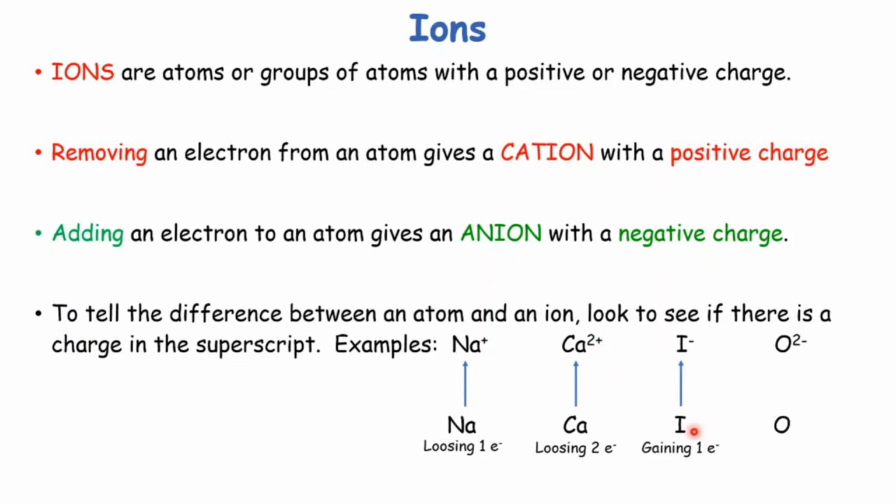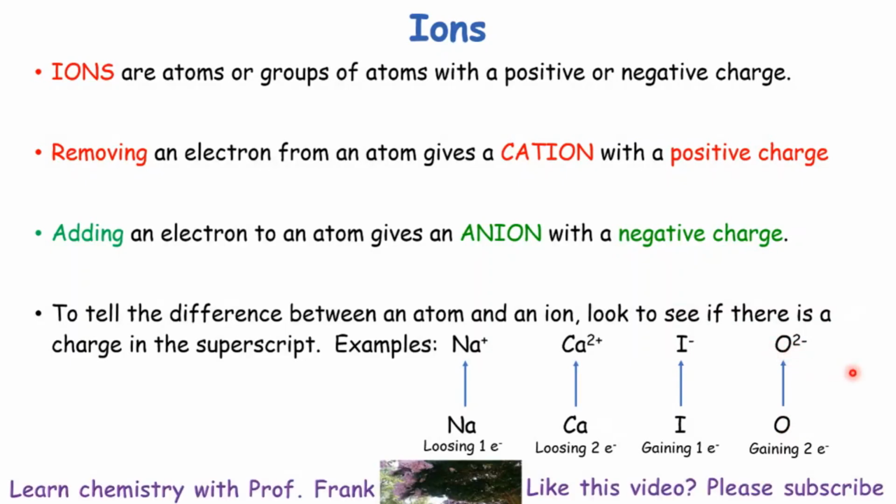Iodine has 7 valence electrons and can easily obtain, or happily get, 1 more valence electron and become the iodide ion. Since it's gaining an electron, the charge should be negative. So it's the case with the oxygen atom and the oxide ion. Those are the differences between atoms and ions.